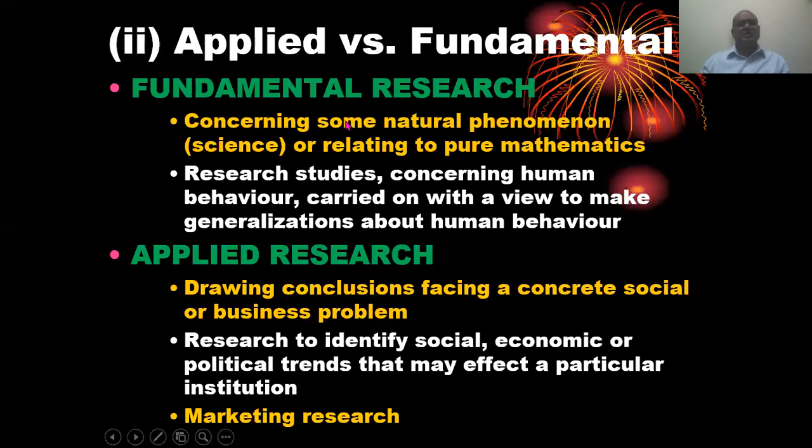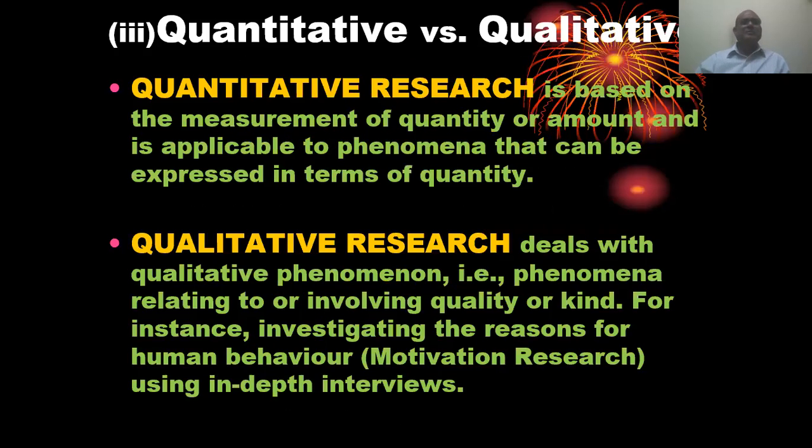Applied versus fundamental. Fundamental is concerning some natural phenomena related to, say, for example, pure mathematics itself, fundamental research. So research studies concerning human behavior carried on with a view to make generalization about human behavior. This is again a fundamental research. Like most of the people who are in this area of psychology, industrial psychology, and so on and so forth, they also do a lot of fundamental research. Applied research, we have already talked about that. Okay, we have to have a societal problem or business problem in our mind, and so on and so forth. The third classification was quantitative versus qualitative research.